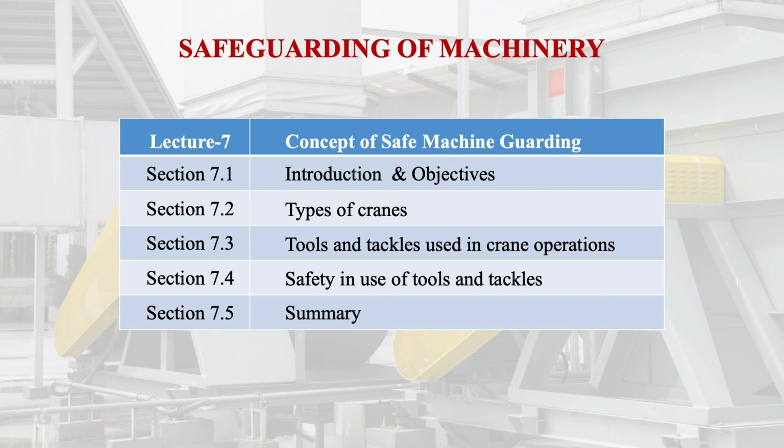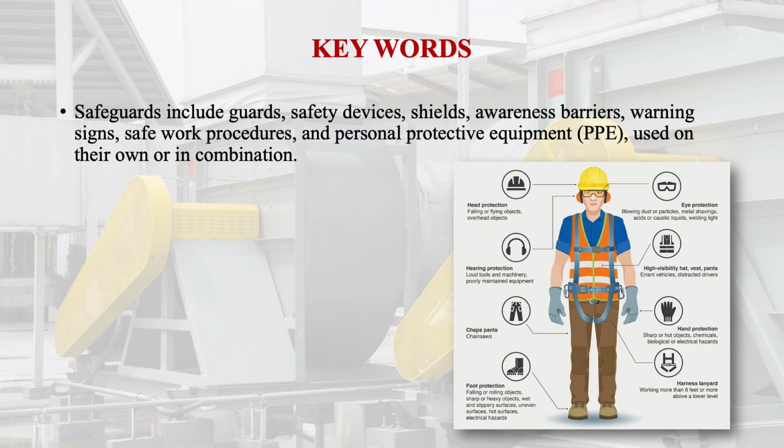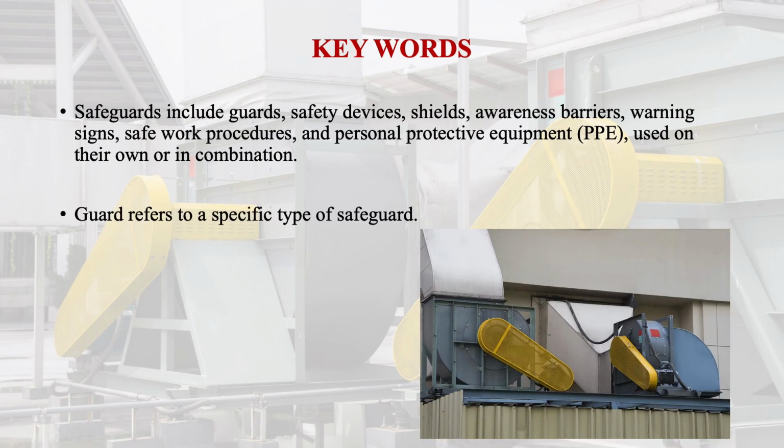There is certain terminology we would like to elaborate. Safeguards include guards, safety devices, shields, awareness barriers, warning signs, safe work procedures, and personal protective equipment used on their own or in combination. Guard refers to a specific type of safeguard. Normally, people confuse safeguard and guard. Now, I think the definition is clear to you.